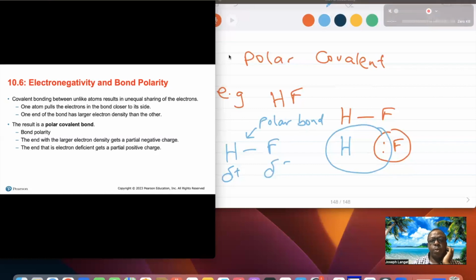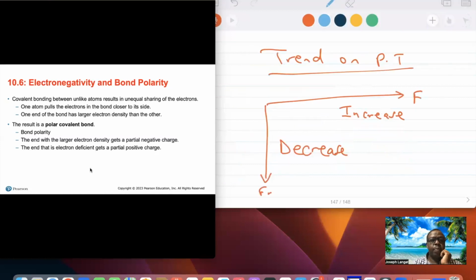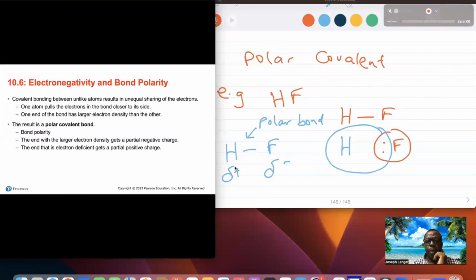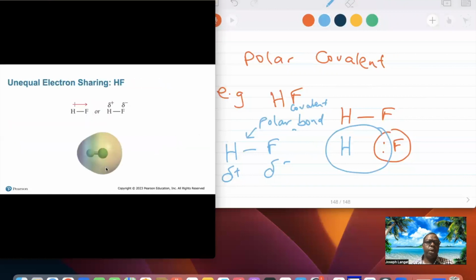How do you know which region has more electrons? It's based on the trend on the periodic table. You have to see where the elements are. The end that is electron deficient gets a partial positive. This is what I just indicated here with the partial positive, partial negative in a polar covalent bond, and I should say covalent here so that you know exactly that it's a polar covalent bond.